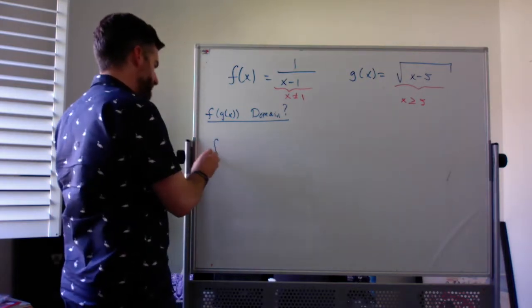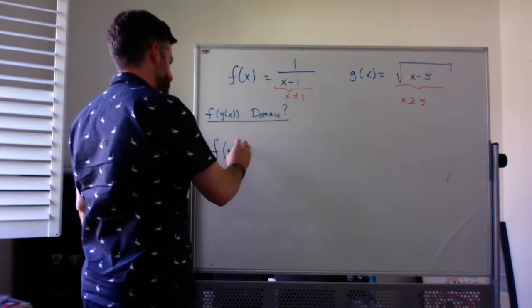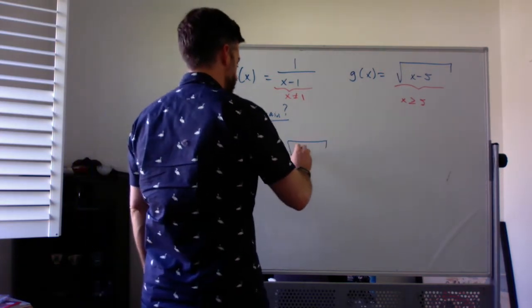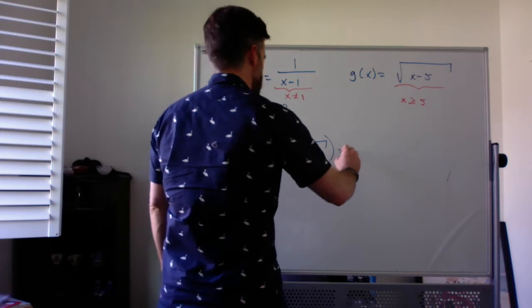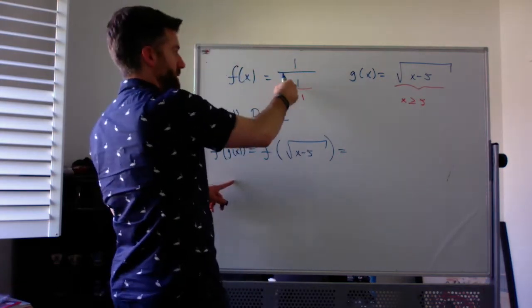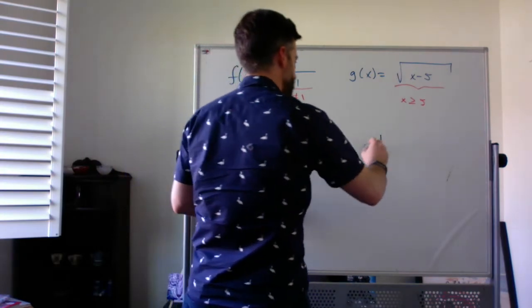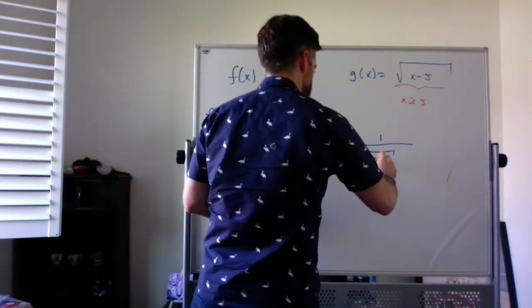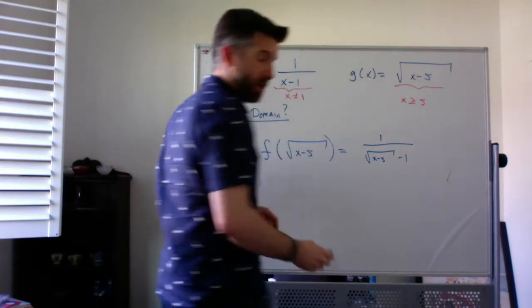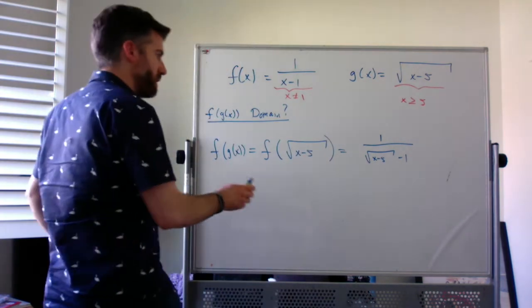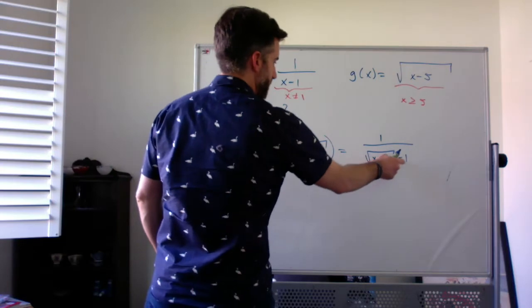So if you look at f of g of x, which is f of the square root of x minus 5, f is 1 over x minus 1, so f of something else is 1 over that something else minus 1. Sorry, that's probably not quite big enough. I'll draw it a little bit bigger. So that's 1 over the square root of x minus 5 minus 1.